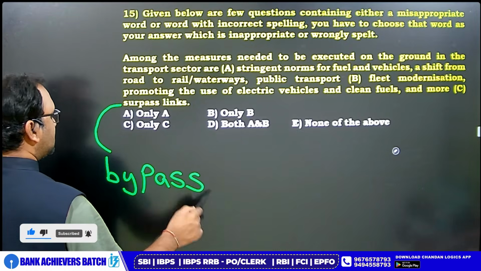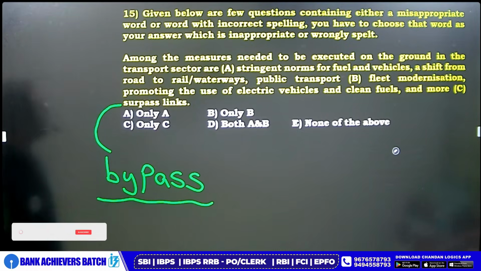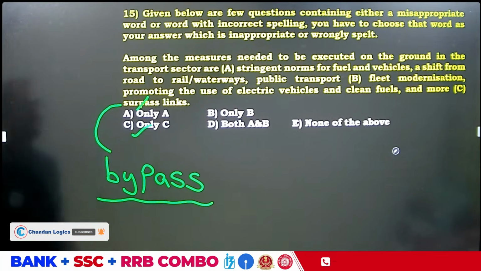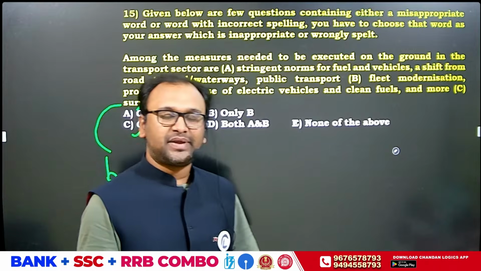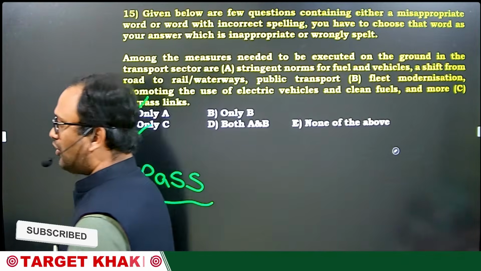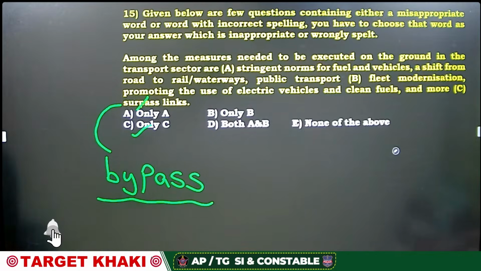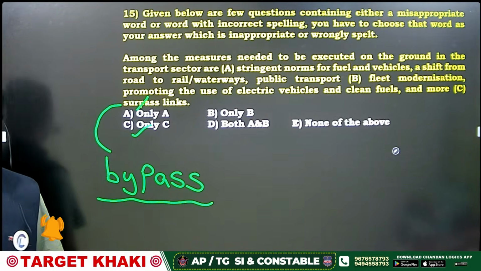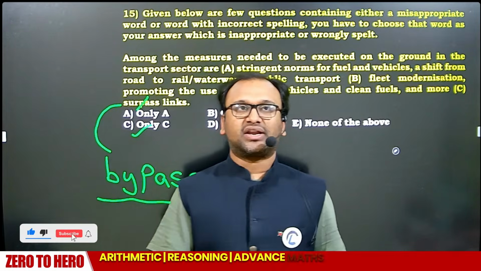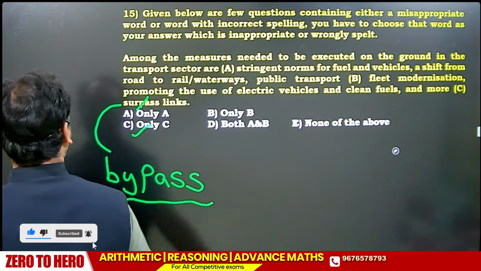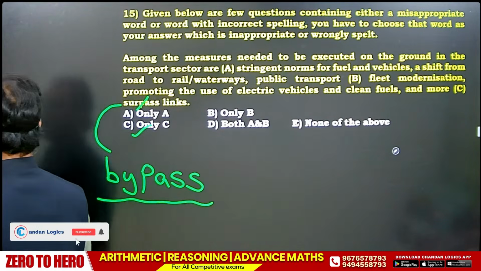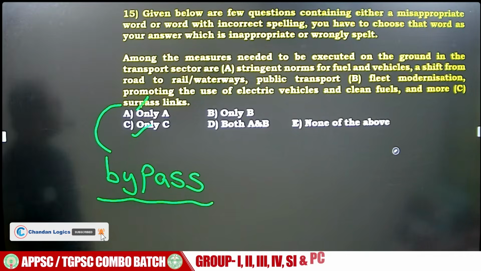Bypass links, shortcut. Bypass is a shortcut. You don't surpass the links, because surpass means overcome. You are not surpassing the links, you are bypassing the links. Surpass means overcome. Bypass means go in a shortcut. Only if you take all these measures, then you can go in a shortcut way.